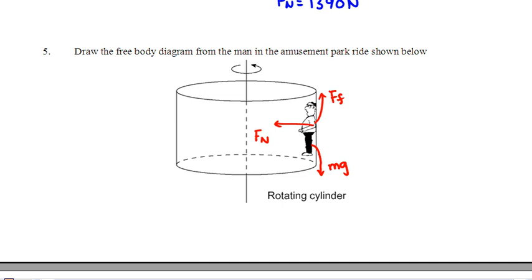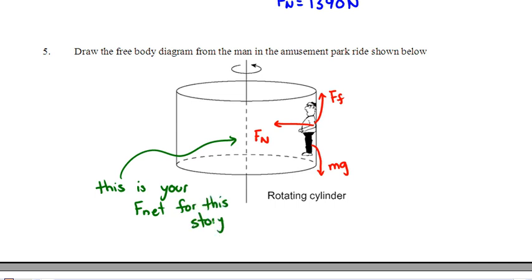By the way, if you were going to do an F net equals ma calculation for this question, this force right here, Fn, this is your F net for this story. It's actually the normal force from the wall that's pushing them in towards the center.